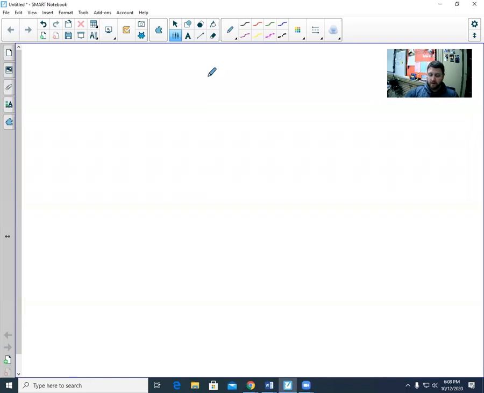Okay. So this is section 1.1, and this is all about functions. All right. So let's start off with the definition of what functions actually are. A function is something that's related together by something. So a function is a relation.